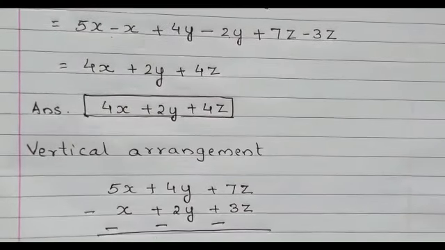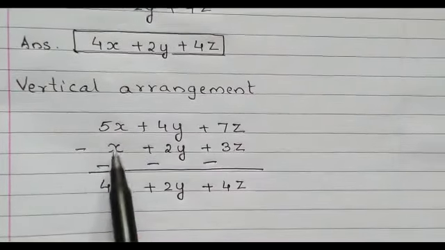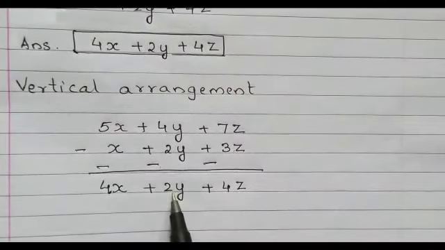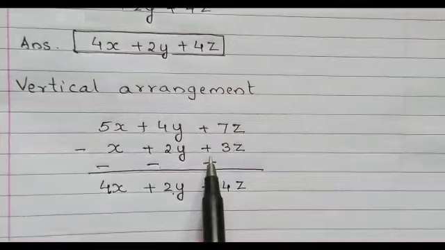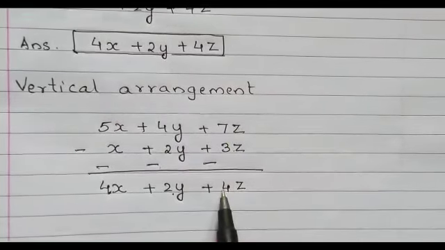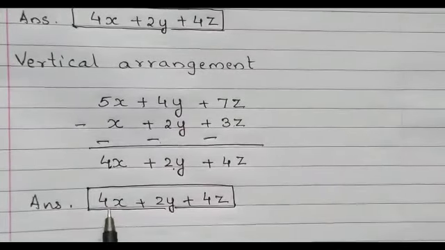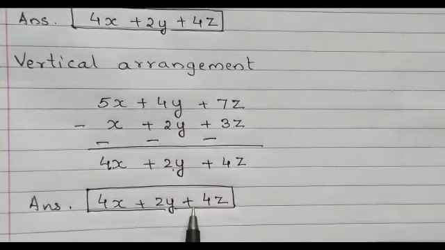Now we have to add the two. So 5x minus x will give you 4x, 4y minus 2y will give you plus 2y, 7z minus 3z will give you plus 4z. So you can write the answer 4x plus 2y plus 4z.